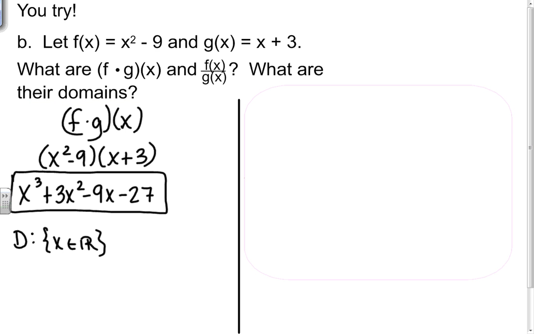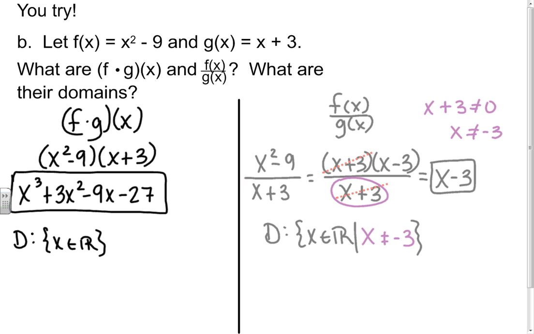The multiplication of the you try it is pretty straightforward. You just have to FOIL. No restrictions because there's no division or square roots. The division, though, is significantly harder. There are a couple things I want to point out.